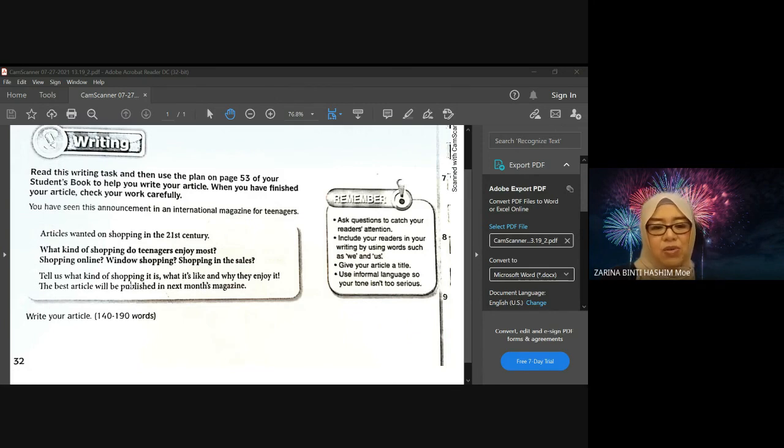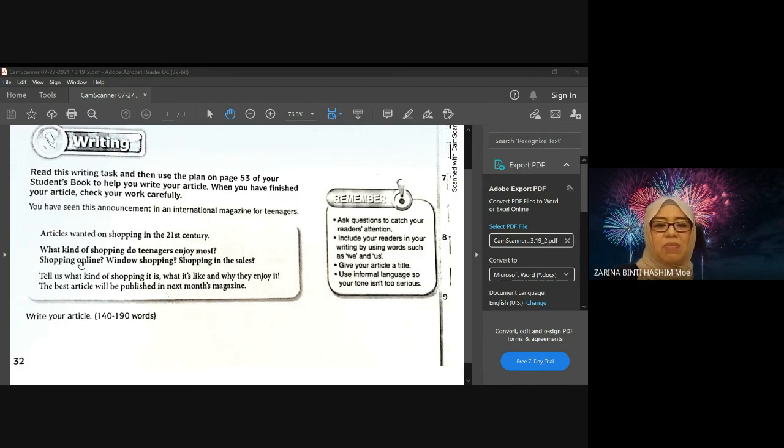Okay, and then note number 2, what it is like. Okay, macam mana shopping on, contoh kamu pilih shopping online kan, so kamu ceritalah sikit apa yang perlu kamu buat kalau kamu shopping online. That will be your paragraph 3. Okay, note number 2, paragraph 3. Lepas tu note number 3, why they enjoy it. Kenapa orang suka shopping online ni.